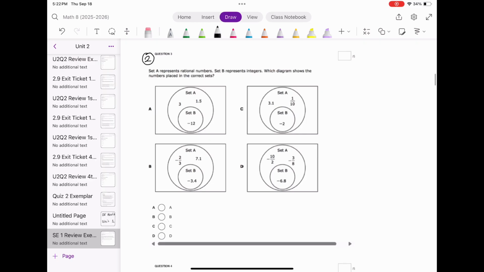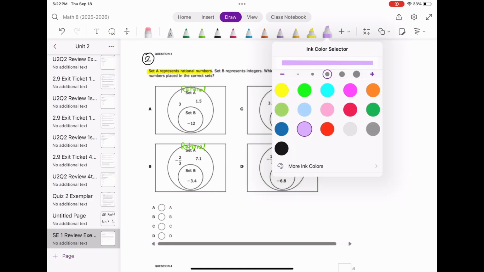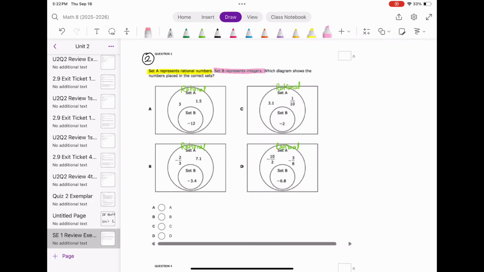Okay, for question 3, it says set A represents rational numbers. So what I'm going to do is rename set A and put rational numbers only to make it easier. You can also do this in your notebook. And then it says set B represents integers. So I'm going to write integers for the inner subgroup. And then the question says which diagram shows the numbers placed in the correct sets.